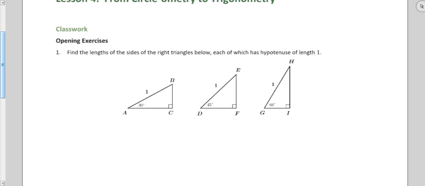So, our first exercise, our opening exercise, is to find the lengths of the sides of the triangles below, each of which has a hypotenuse of length 1. So, what were our lengths? What were our lengths given a... If this is 30 and this is 90, what does this have to be? Has to be 60, right? Can't be anything else, can it?